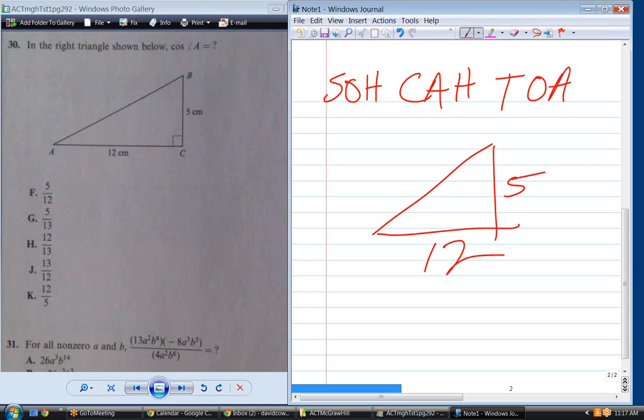Look at the answers. What do you suppose the hypotenuse is? 13. Recognize a 5, 12, 13 triangle. That is the second smallest perfect Pythagorean triangle. You're going to see it a lot. So if you recognize it, you won't have to do the math to figure out what that hypotenuse is. Now, what is the cosine of angle A? 12 over 13. All right.